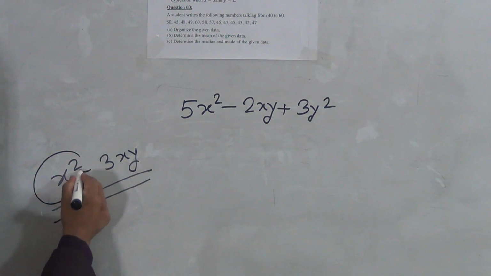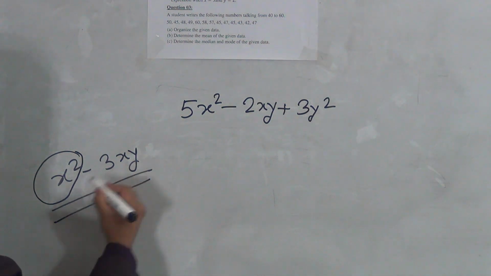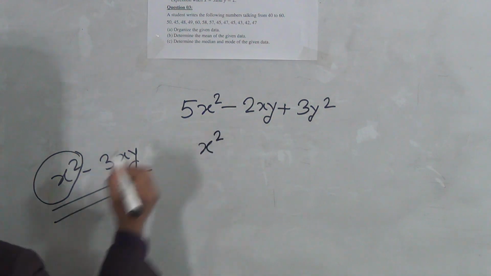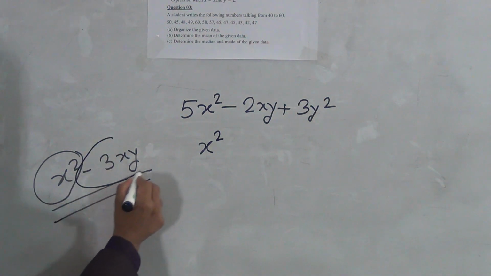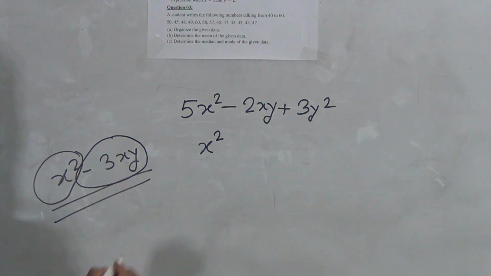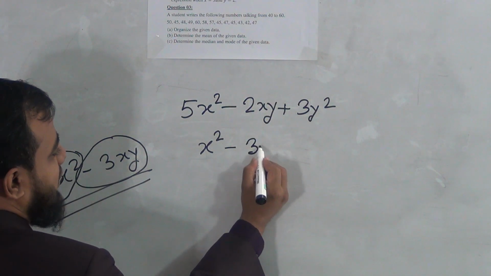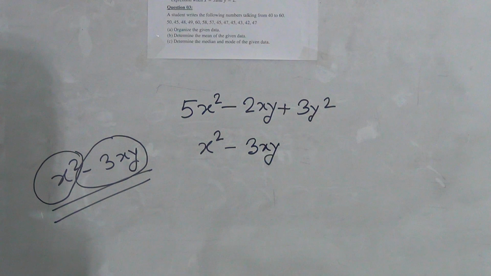First of all, we have plus x square. X square is the similar term of 5x square. That is why we should write x square below 5x square. Now minus thrice xy is the similar term of minus twice xy. That is why you should write minus thrice xy below minus twice xy.